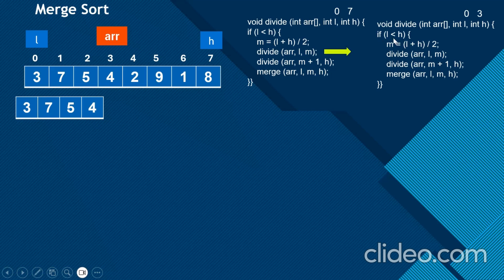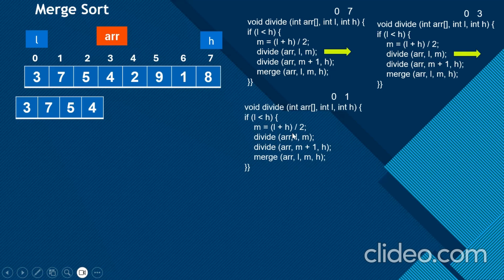So again we would be checking if L is less than H, and I would be calculating M, the midpoint of this time, the midpoint of this sub array, right? What would be that? Low plus H, 0 plus 3 divided by 2, that would be 1, right? And I would be going to this divide function again, but this time with the arguments of ARR, 0 and 1.